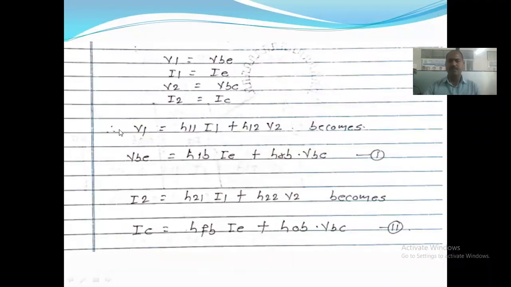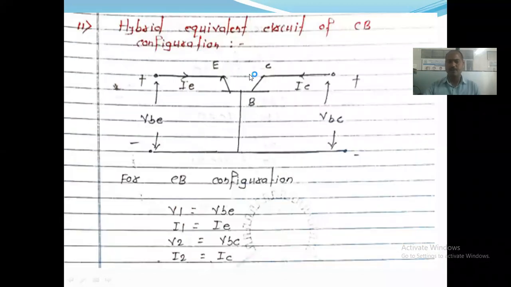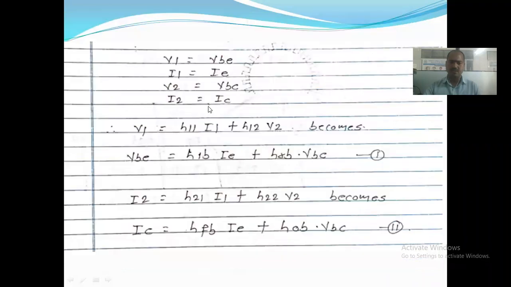Okay, we know that the equation V1 which is equal to H11 I1 plus H12 V2. Now H11, we know that H11 indicates HI. Initially it is HI, but it should be for the common base configuration, so it is written as HIB. Okay, HIB. So I1 current is nothing but I. So HIB into I indicates H11 into I1.